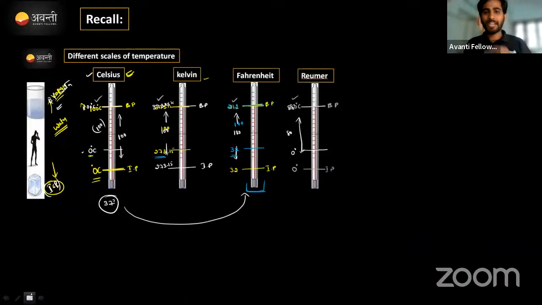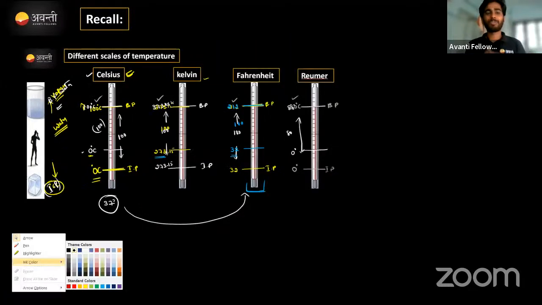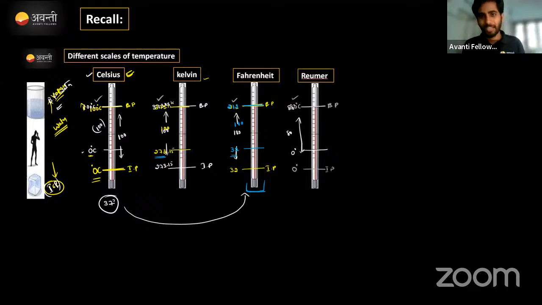Before starting that, we'll take a quick recall of what we discussed in our previous class. In our previous class, we talked about the different scales of temperature. Especially, we talked about four scales: Celsius scale, Kelvin scale, Fahrenheit scale, and the Raman scale. Scales are measured based on the ice point and the boiling point of water. In Celsius, 0 degrees Celsius was the ice point and 100 degrees Celsius the boiling point of water. In Kelvin, the ice point was 273 and the boiling point was 373.